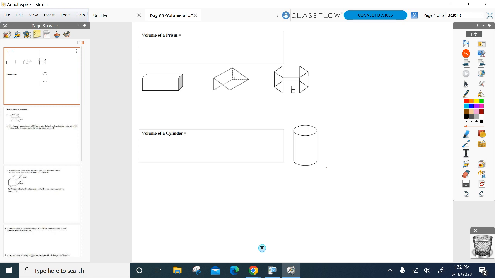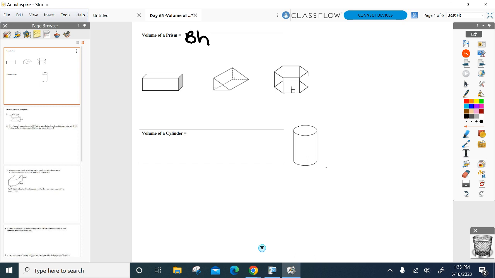Congratulations. Last page. Volume of a what? Prism. Is it base times height? All right, I'm just going to put capital B, H.